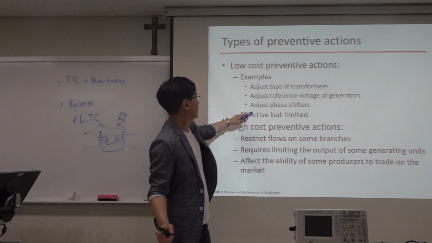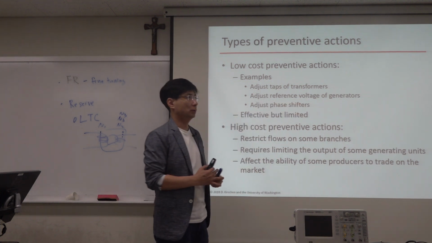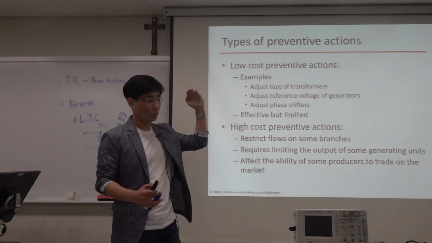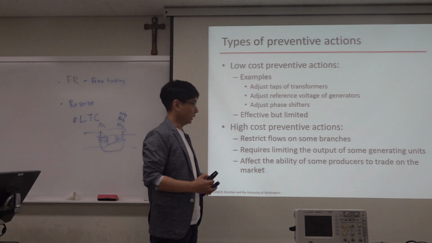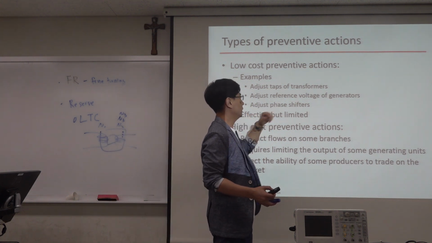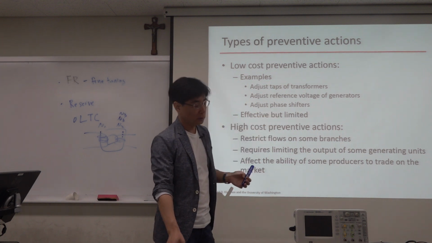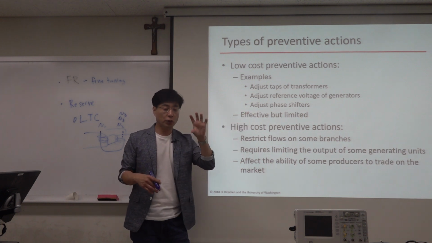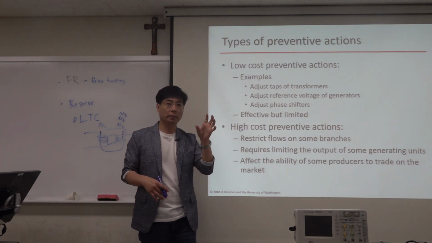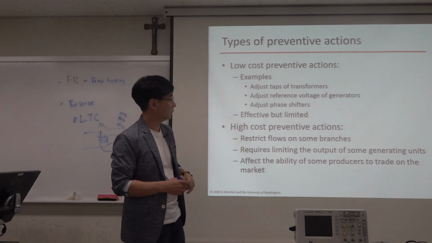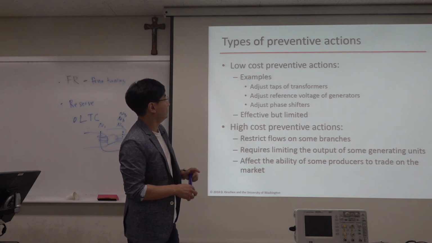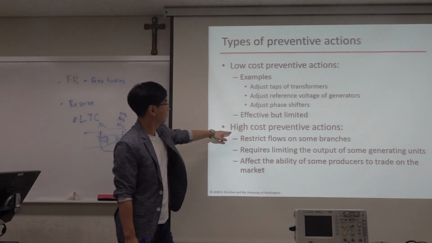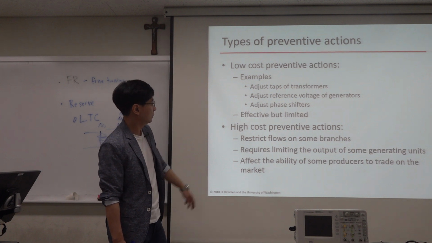And adjust reference voltage of generators. 1.0 pu or 0.95 pu or 1.05 pu, depending on the situation, and adjust the phase shifters. The phase shifters, from this name, you see that this phase shifter can change the phase, the angle between current and voltage. Okay, they are effective, low cost but limited.